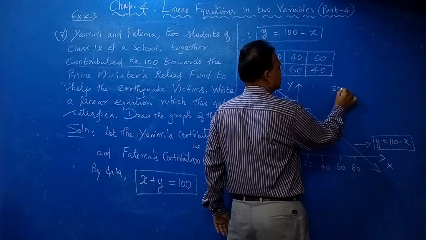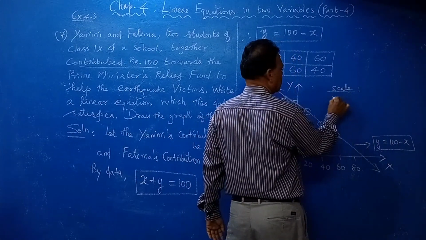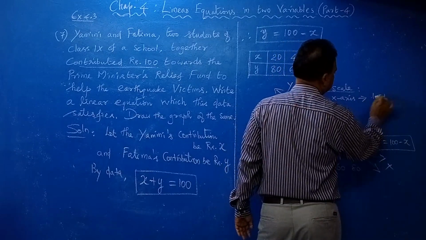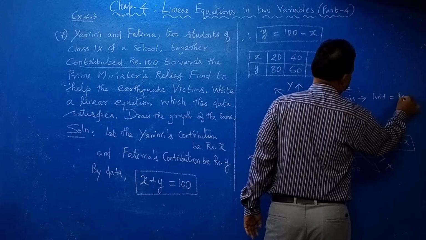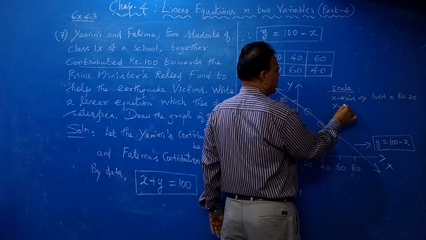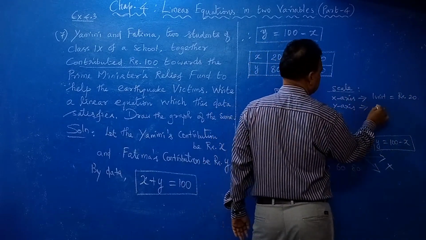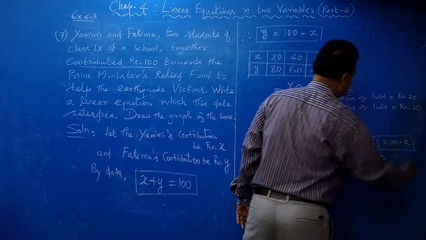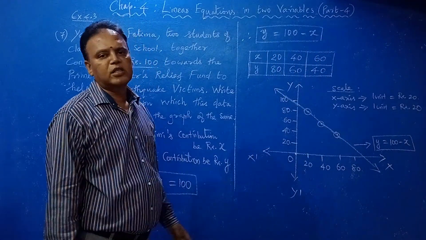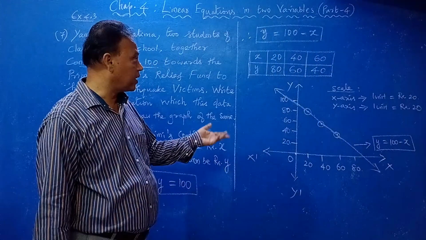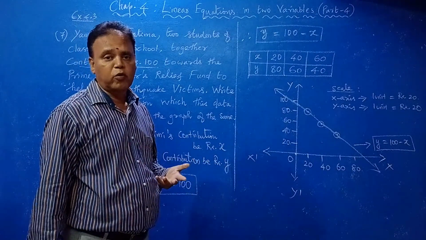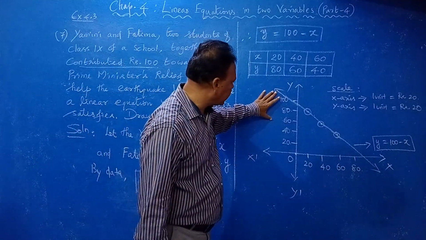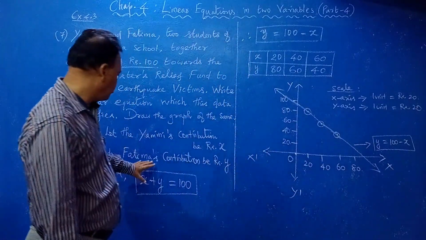Here you write the scaling. X-axis 1 unit equal to rupees 20. Y-axis 1 unit equal to rupees 20. Clear? So like this I will give some more problems as homework. You do the homework for better practice. Clear? Do the graph in the graph sheet, then you paste it. Clear?